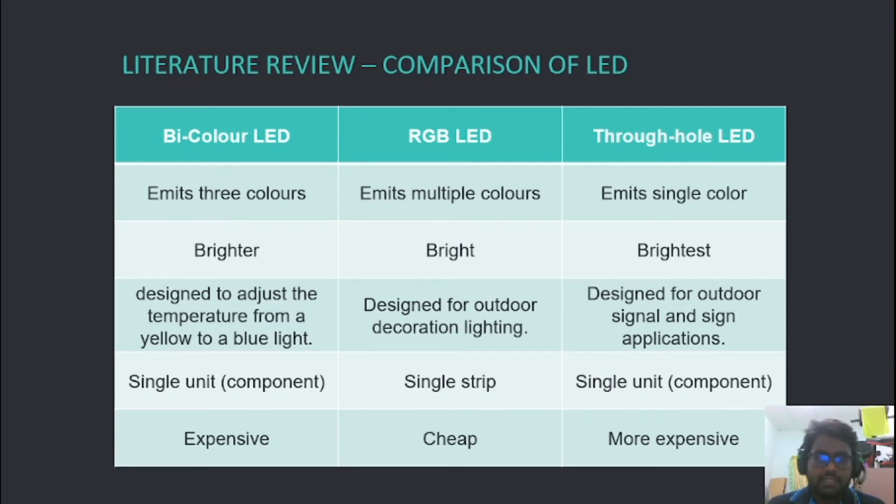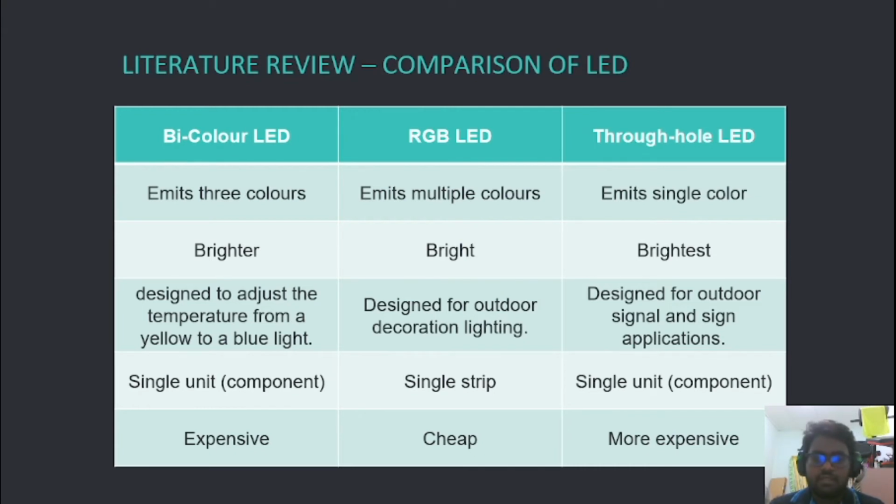The bicolor LED is a single unit component, whereas the RGB LED is like a strip, where in the strip there are multiple LED diodes. When it's powered up, all the LED lights will be powered up, or we can program it to light up a particular LED for a certain period of time. The next one is the through hole LED, and it is also similar to the bicolor LED. It's a single unit component.